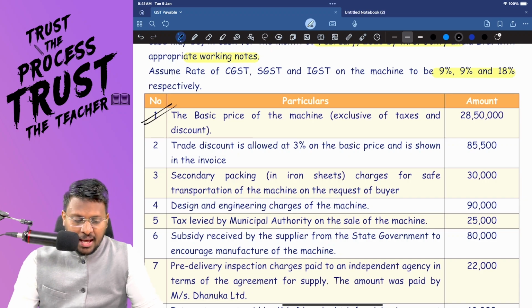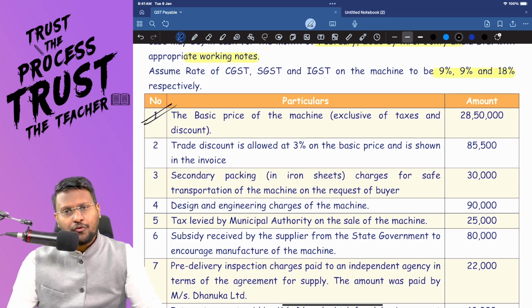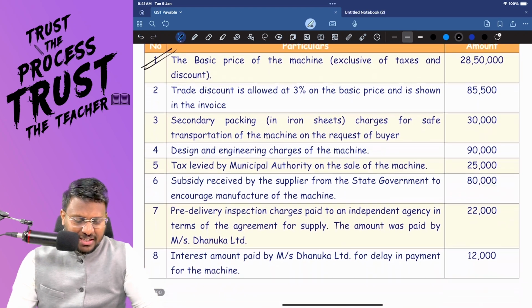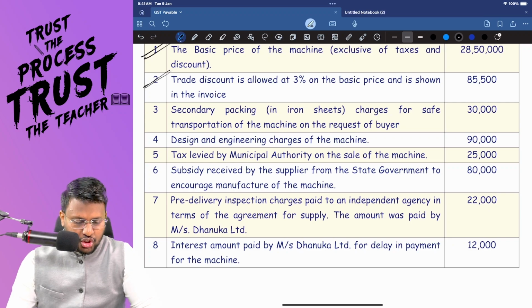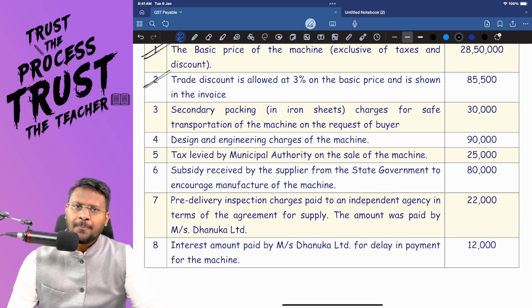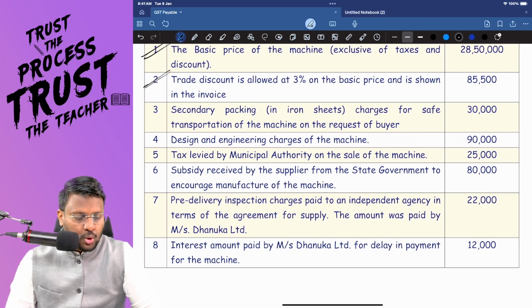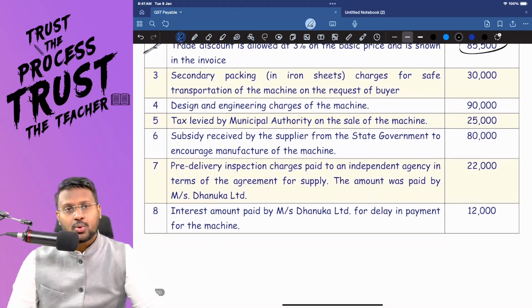As we all know, as per section 15 of the CGST Act, value of supply includes the price actually paid or payable. So this 28,50,000 should form part of the value of supply. Trade discount is allowed at 3% on the basic price and is shown in the invoice: 85,500. That means, my dear lovable students, they have provided a discount as per section 15 subsection 3. Any discount which has been specifically shown in the invoice can be reduced. So this 85,500 can be reduced.